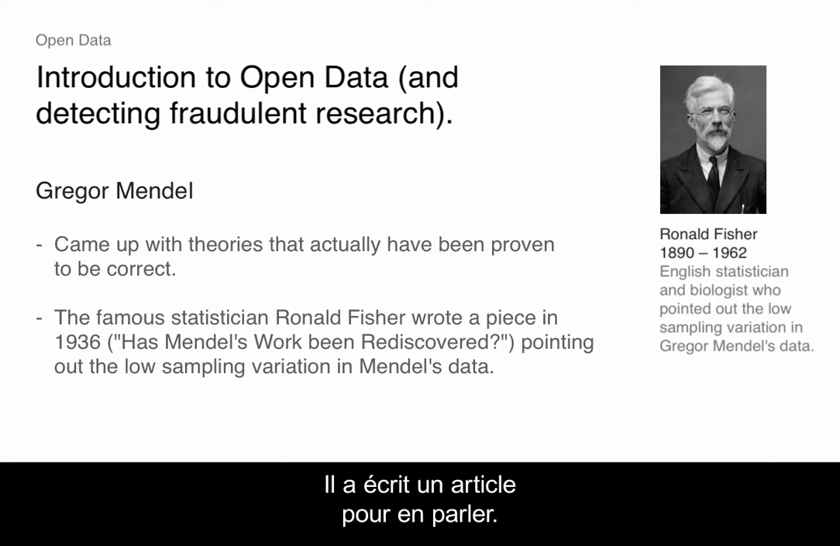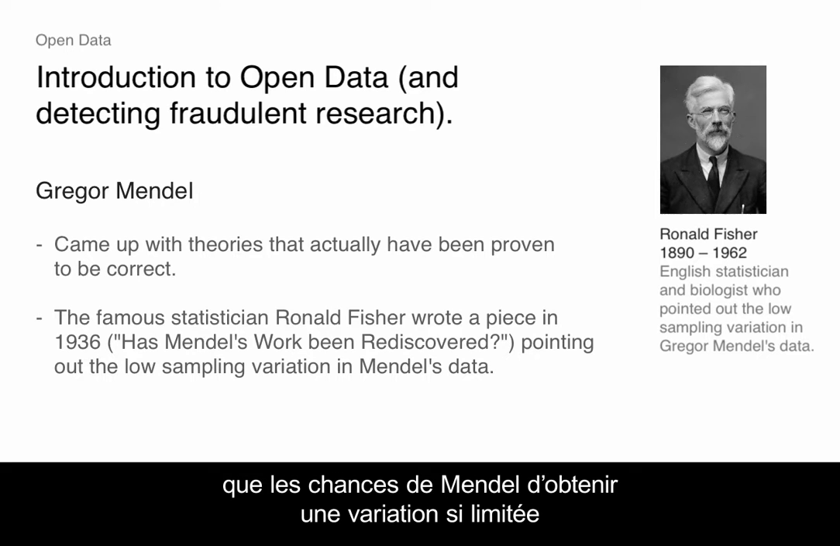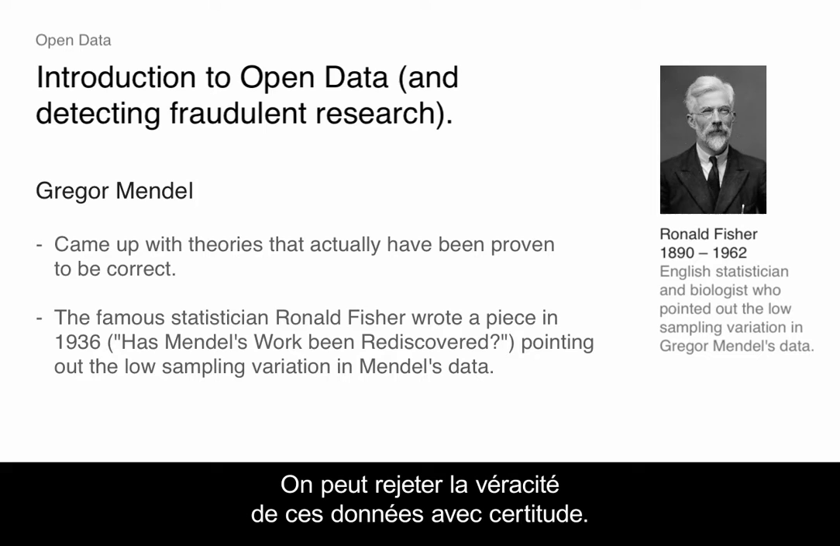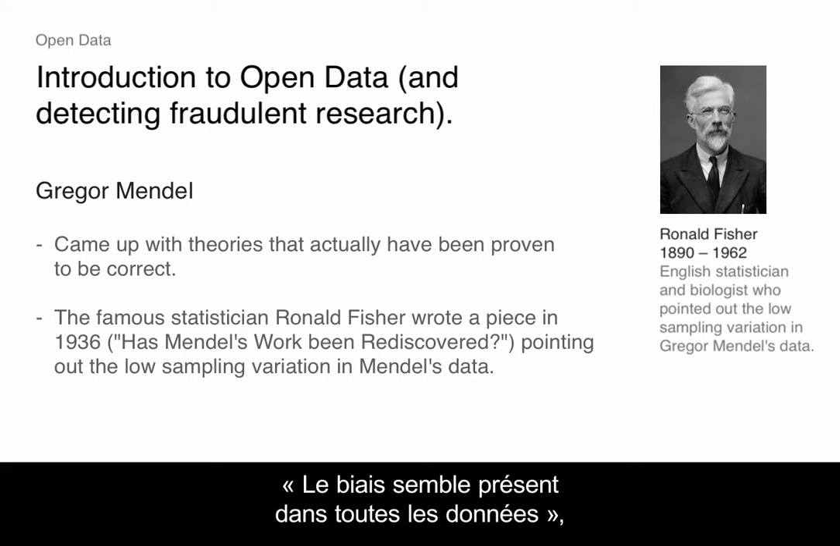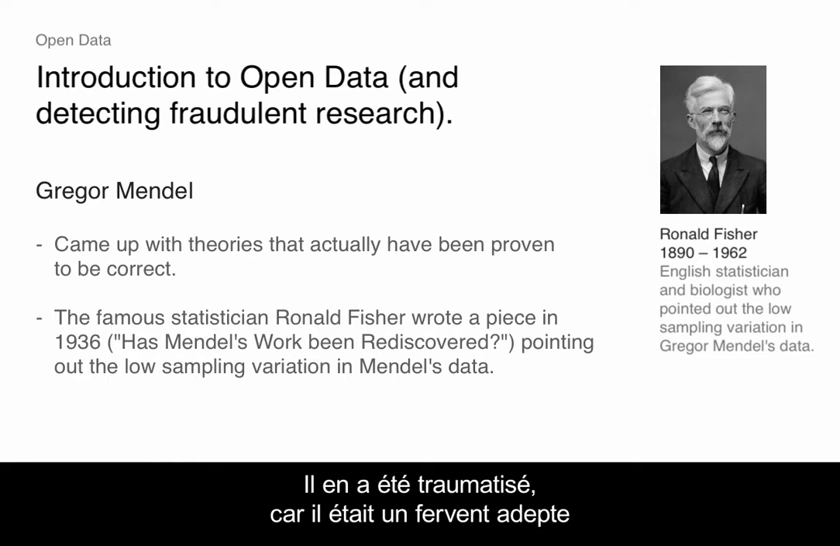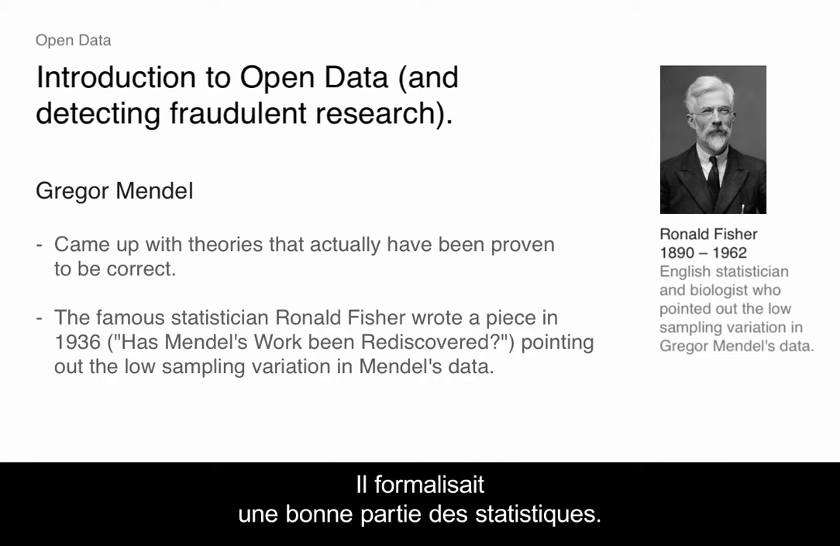And he wrote a piece pointing this out. This has been a big controversy, actually, that's raged ever since then, but basically he just carried out some standard tests and said the odds you'd get as little sampling variation as Mendel did is about 7 in 100,000. So like p of 0.00007, you can reject that it's real data with incredible confidence. Bias seems to pervade the whole of the data, he wrote in a private letter to a colleague, and he was traumatized by this because he was a big follower of Mendelian theory, and he was sort of formalizing a lot of the statistics.